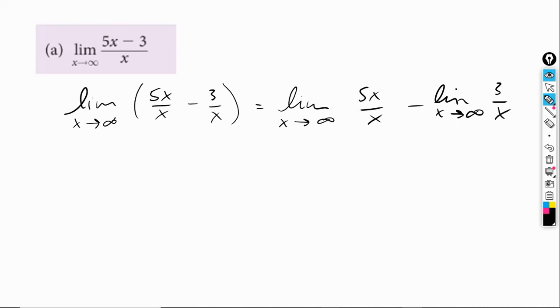Now, take a look at this first one, because x divided by x is 1, and this is going to end up being a constant. So this limit will equal 5. And then when we look at this other limit, what happens with 3 as you divide it by larger and larger and larger numbers? This tends to 0. So this would be 5 minus 0, which is 5.